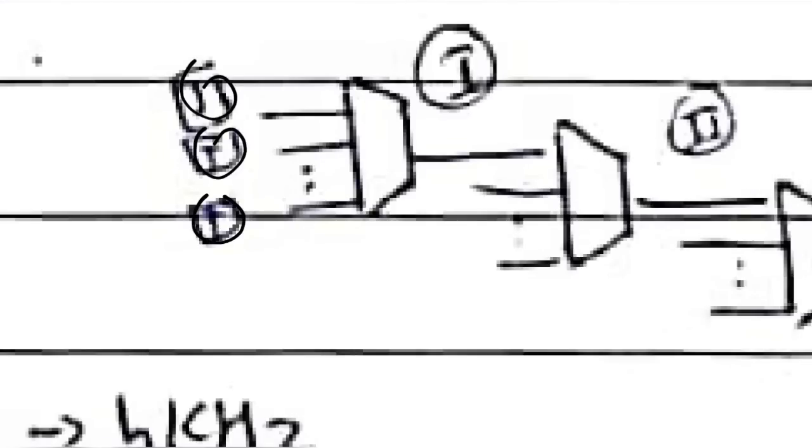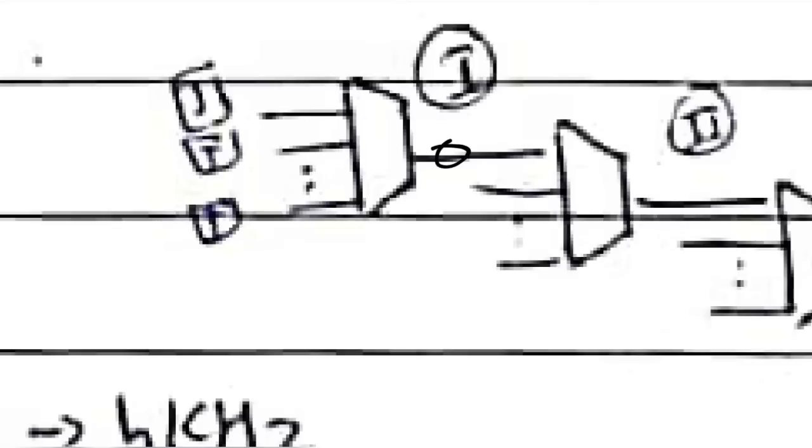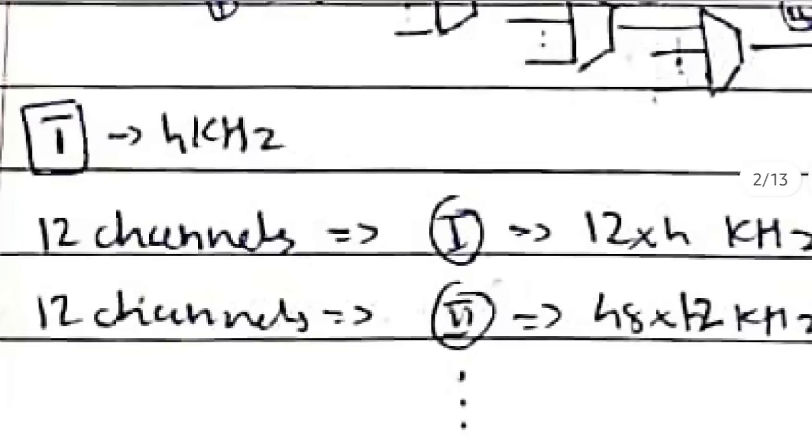So 12 channels of 4 kilohertz frequency each are transmitting from here. Now can you tell me how much is the total frequency output from here? It is 12 into 4, because each is 4, so if you add up it will be 12 into 4, 48. So 48 is coming from here. In the same way another one is coming from here, 48. Like that, this number is also 12. So 12 channels of 48 frequencies are in the second stage.